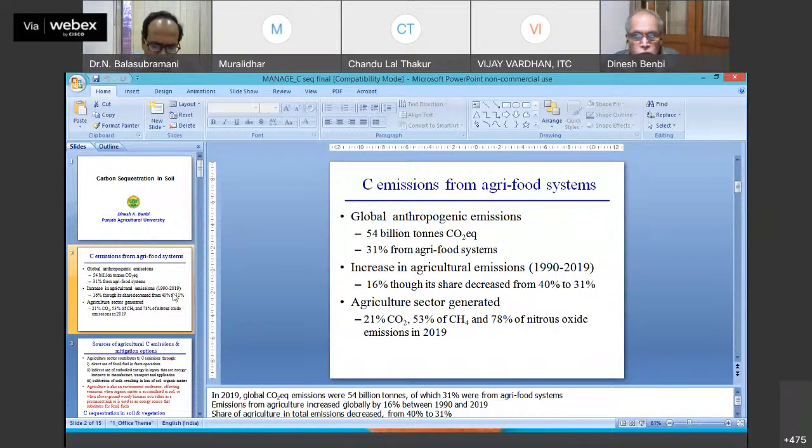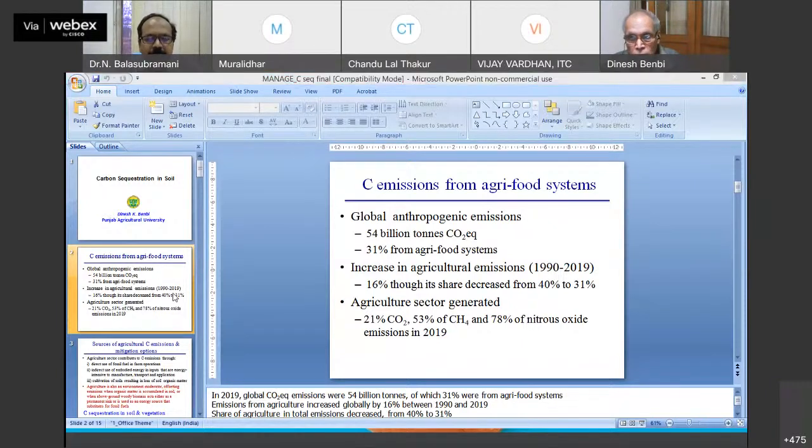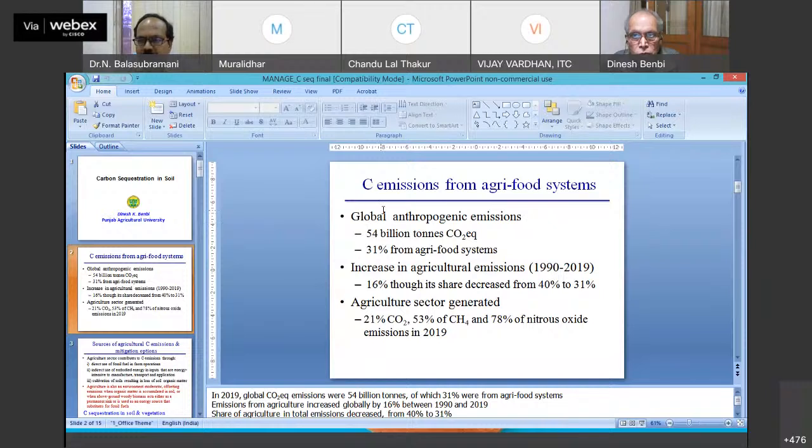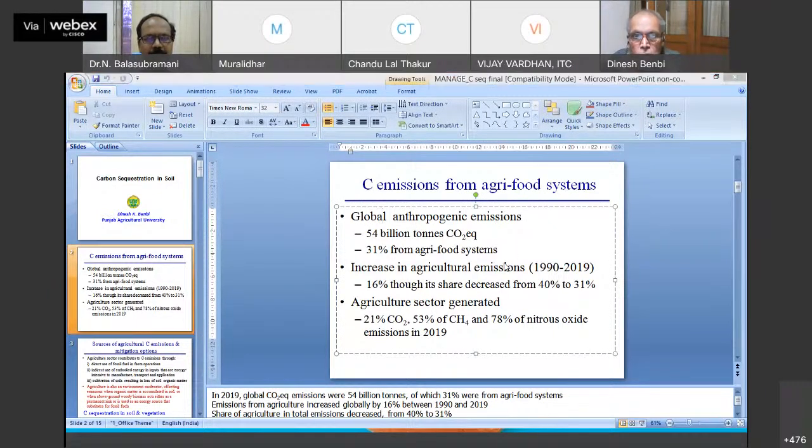We have already talked about how large global carbon emissions are, and we are talking about anthropogenic emissions, that is, from our own man-made activities. New estimates show it is 54 billion tons, in terms of carbon dioxide equivalent. When we say carbon dioxide equivalent, we have taken care of oxides of nitrogen, nitrous oxide, methane, and chlorofluorocarbons. All those greenhouse gases are converted to carbon dioxide equivalent. So we are emitting about 54 billion tons, and about a third, or 31%, is from agri-food systems, or precisely 17 billion tons.